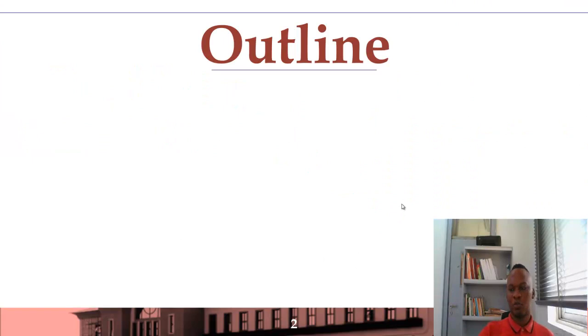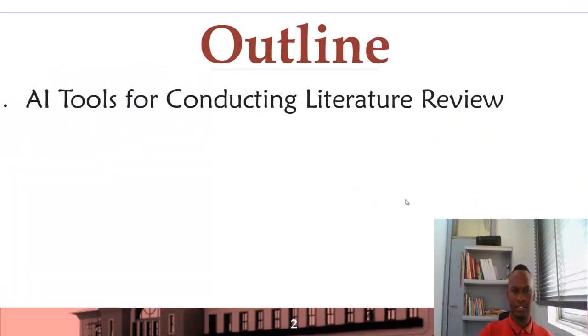Now, this video will be in three sections. The first section, I will talk about AI tools that a researcher can use to conduct literature review. I believe the first step towards carrying out any meaningful research is to carry out an extensive literature review. It is when we do this that we will identify what has been done in existing literature and what needs to be done. This is how we come across the research gap that we need to bridge in our research.